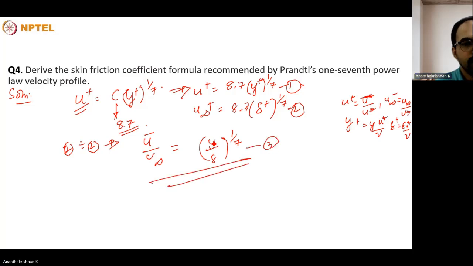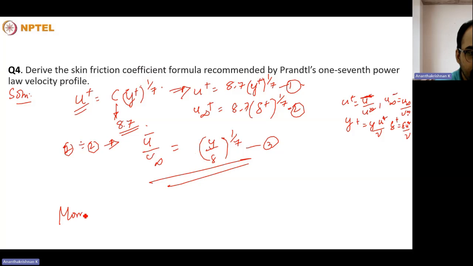So this is the Prandtl 1/7 velocity profile that relates u plus with y plus the whole power 1/7, and this coefficient we have to take for the analysis. It is based on a fit coefficient that is experimentally determined. So that will be u bar by u infinity is equal to y by delta the whole power 1/7, equation 3. So this is the velocity profile, and now we can substitute this in the momentum integral equation.